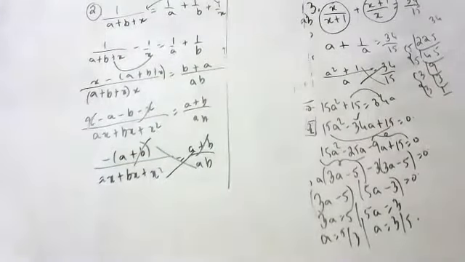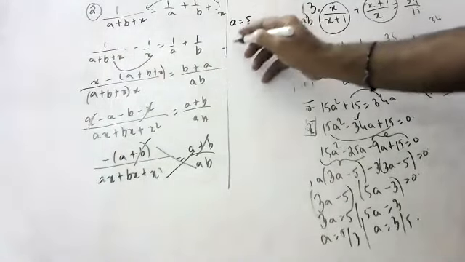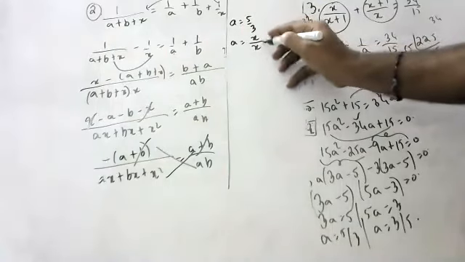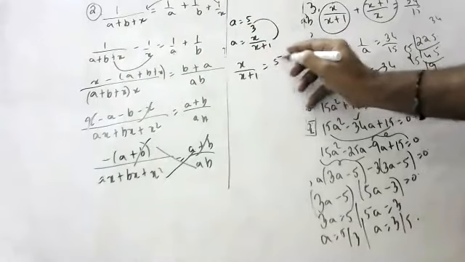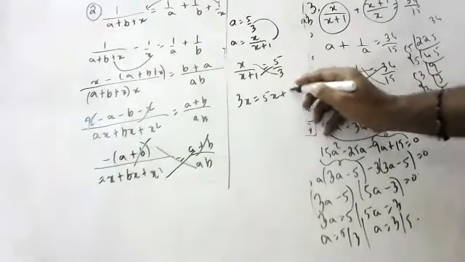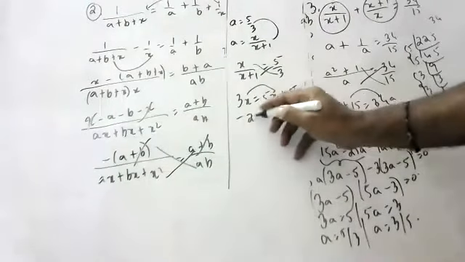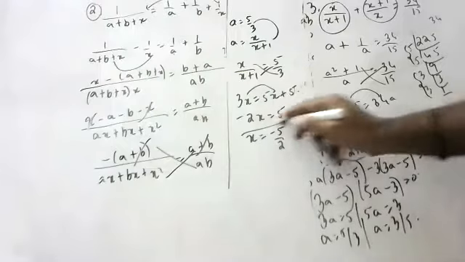So children, how much we got? A is equal to 5 by 3. But A, how much we took? x by (x plus 1). These both are equal. x by (x plus 1) is equal to 5 by 3. Cross multiplication, 3x is equal to 5x plus 5. This goes here. Minus 2x is equal to 5. x is equal to minus 5 by 2.